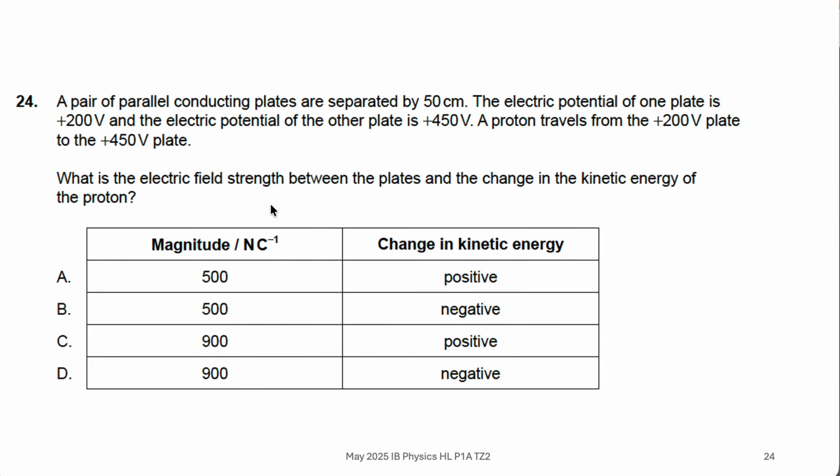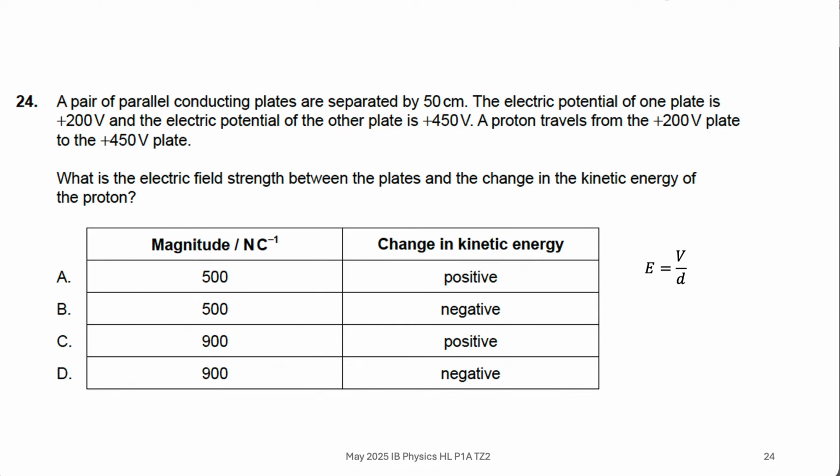Okay, so we're going to have a look here, look at our values. We know that our conducting plates are separated by 50 centimeters. We know the potential of one plate is 200 and the other is 450. This is not a conventional way of presenting potential differences. However, I hope that you're able to get it once we see this explanation.